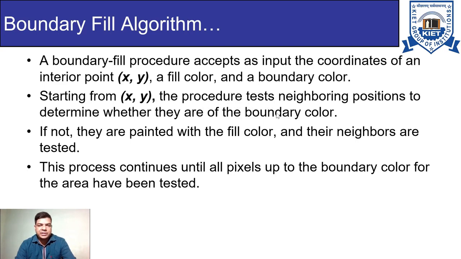So this algorithm proceeds in this way. If not, they are painted with the fill color and their neighbors are tested. So what is happening? We are starting from the point x, y, and we are exploring all the successive pixels which are nearby x, y. If the color of those pixels is not that of the boundary color, then we are painting all those pixels with the fill color and we move further. So in this way we can proceed in all the directions. This process continues until all pixels up to the boundary color for the area have been tested.